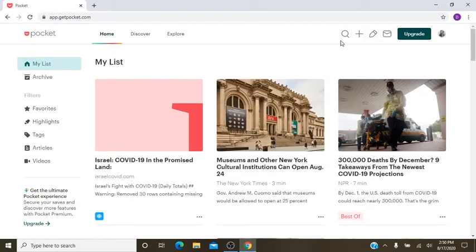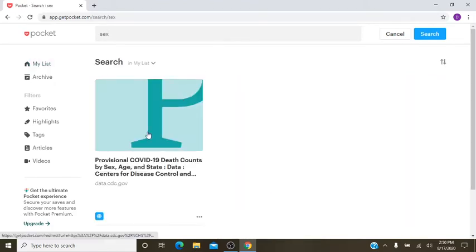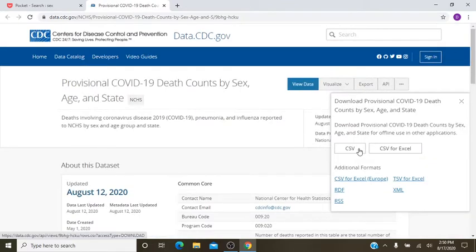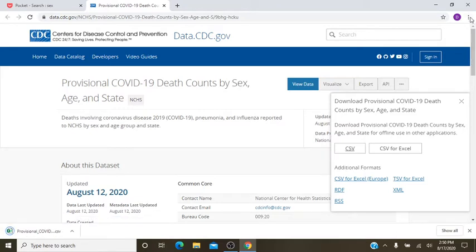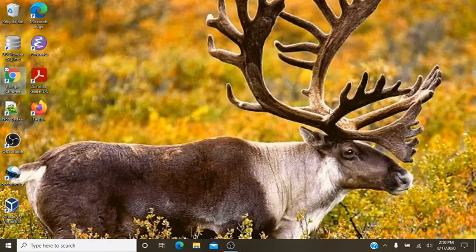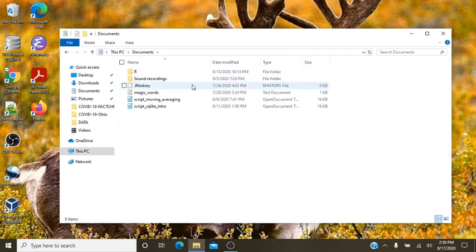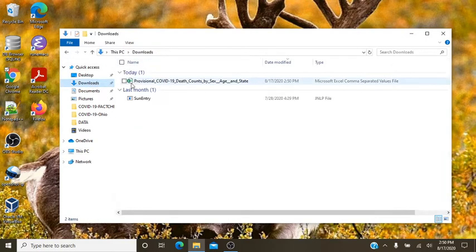Okay, let's search for sex. Sex always sells. Here we go. Let's do an export. Let's do a simple CSV file. And let's come over here. Downloads.